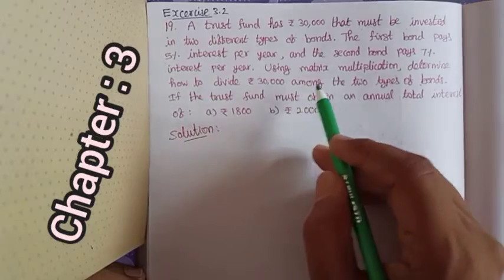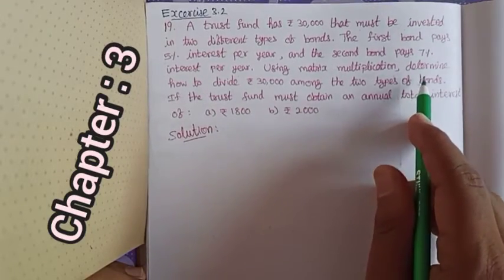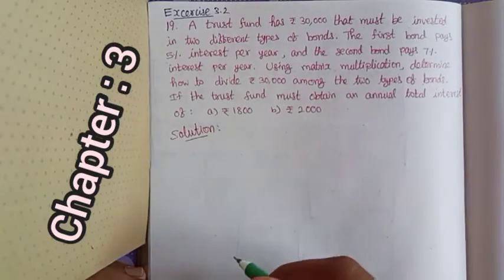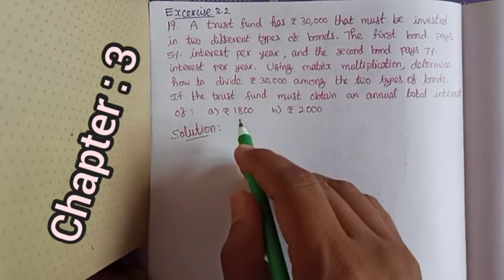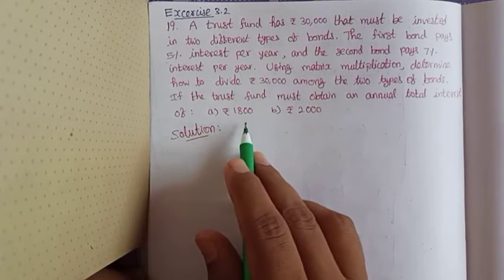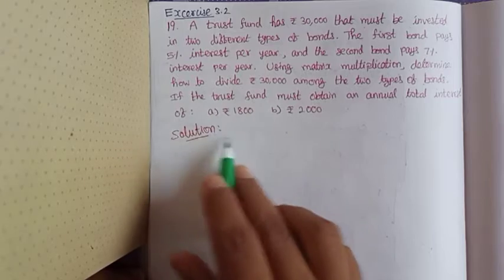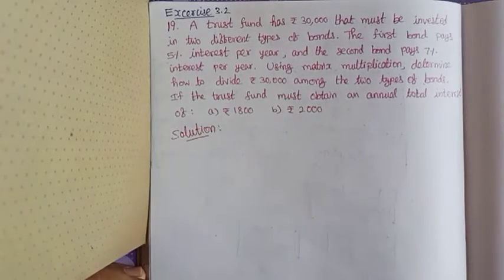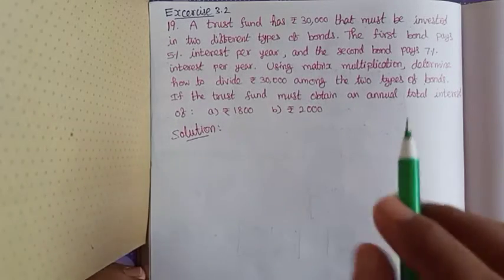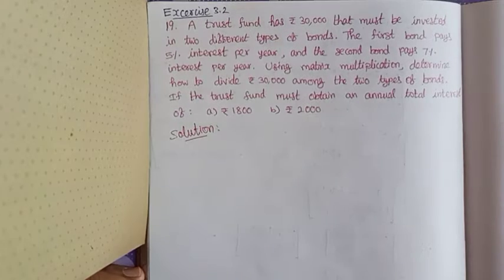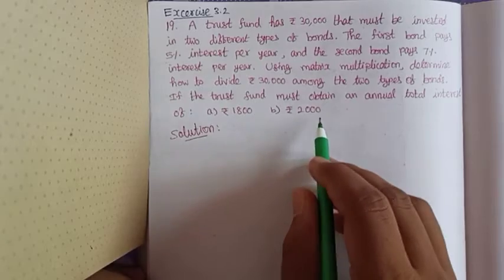Using matrix multiplication, determine how to divide 30,000 rupees among the two types of bonds. Suppose the trust fund must obtain an annual total interest of rupees 1800. That means, to get an annual interest of 1800, how much amount will be deposited in the first bond and the second bond? You can identify it. And the second question, 2000 rupees.